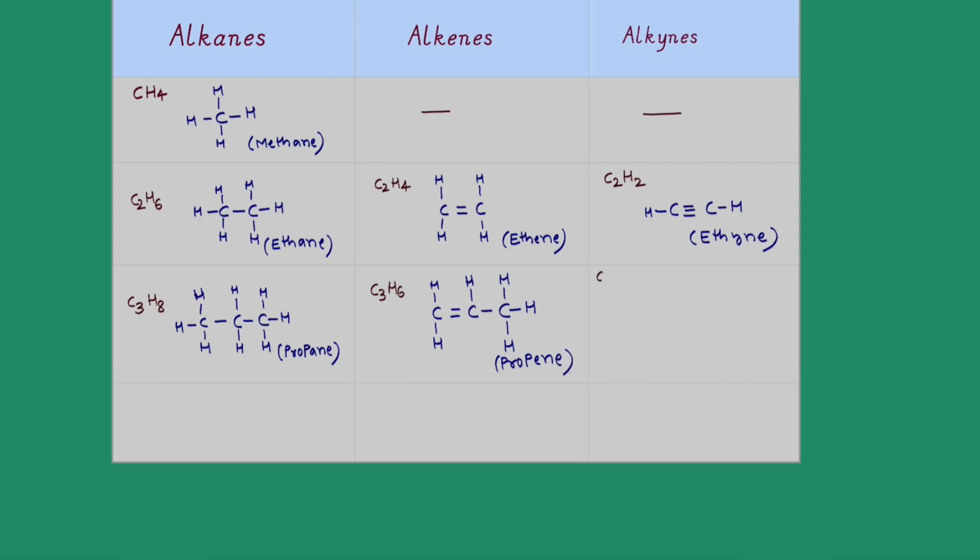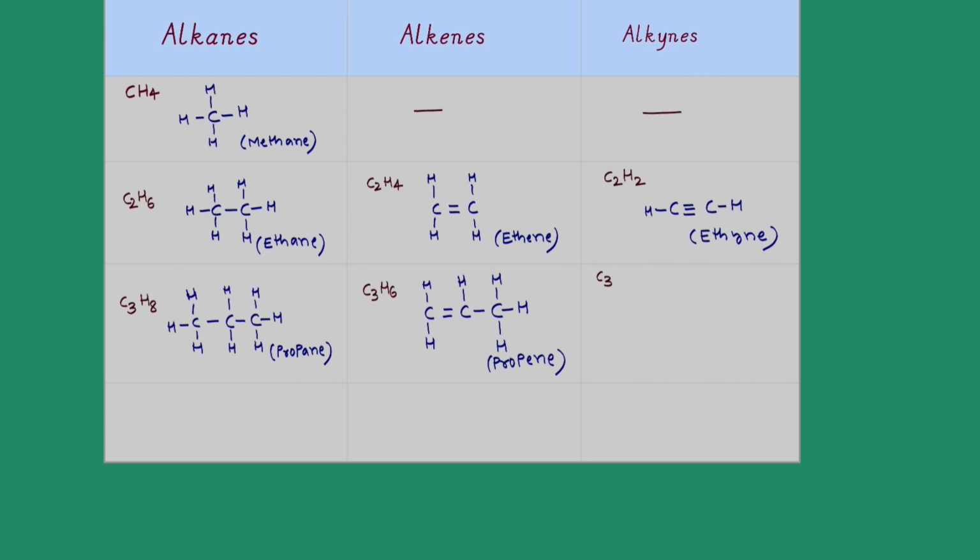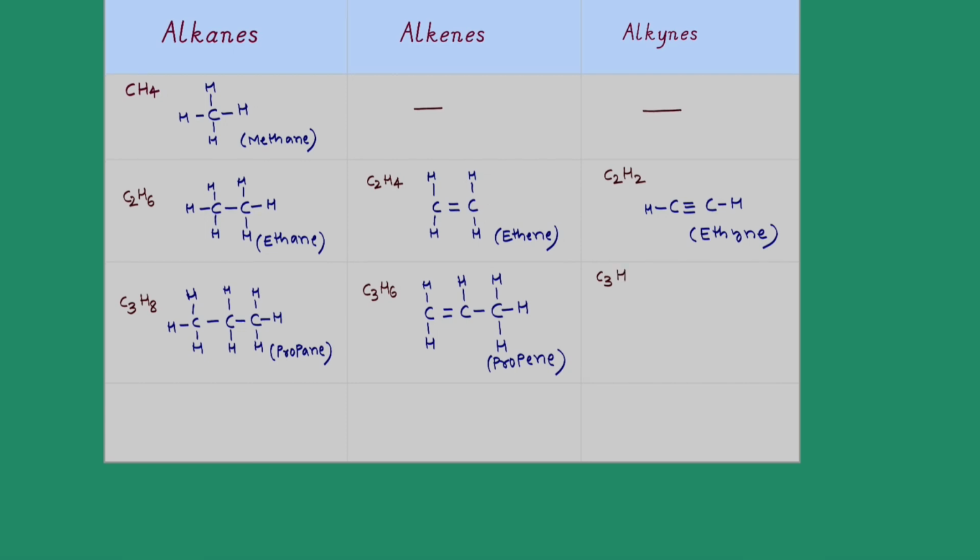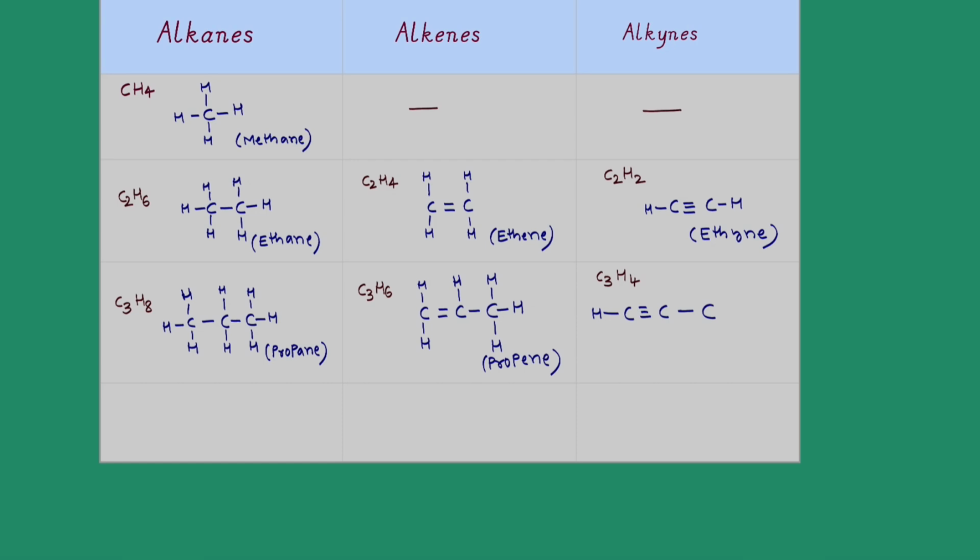Now C3H6 minus 2, that is 4. 6 minus 2, 4. What is this? Propyne. Now how many carbon atoms again? 3 carbon atoms, 1, 2, 3. Between the first carbon and the second carbon, a triple bond, and the next a single bond. Now on the first carbon we can draw only one hydrogen because already three bonds are over.